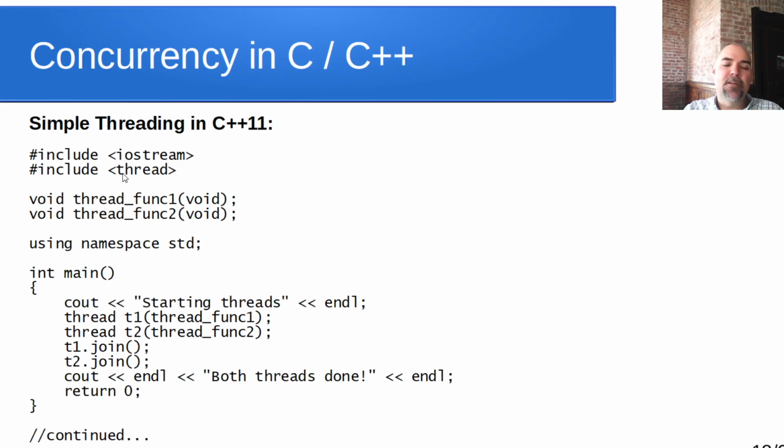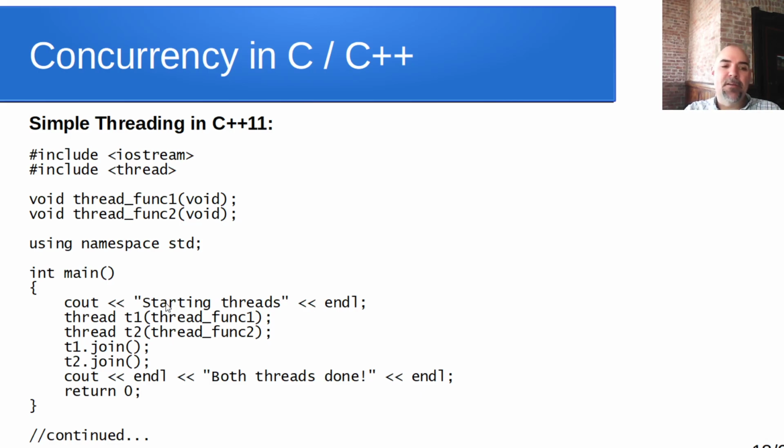So #include, rather than pthread.h, we just do #include <thread>. That's all we have to include. And then we create our functions. Notice we don't have to have the weird void pointers here. These can be any kind of function with any return values, any kind of argument list. Here I've just made them both void to keep it simple, to match what we did before.